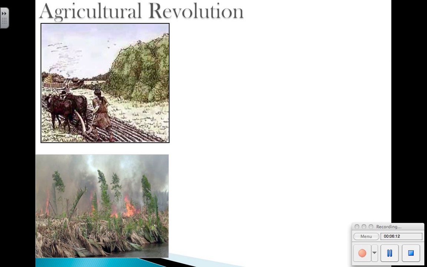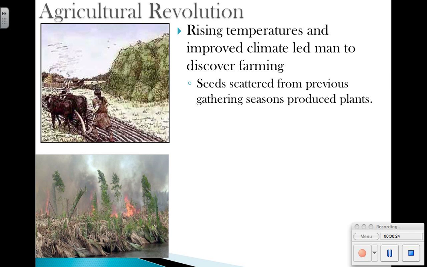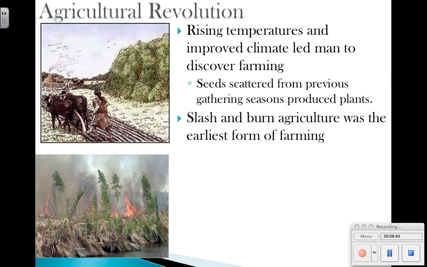The biggest change in the Neolithic Era is that they learned how to farm. We call this the agricultural revolution. Remember, revolution can mean a war, but it can also just mean a big major change. So rising temperatures and improved climate led man to develop farming. It was actually by accident. Seeds were scattered from previous gathering seasons, and they grew in the plants. And after a while, man realized that if they put their seeds in the ground, they'd get plants and food as well. So really, it was just an accident that came about when the temperatures got better.